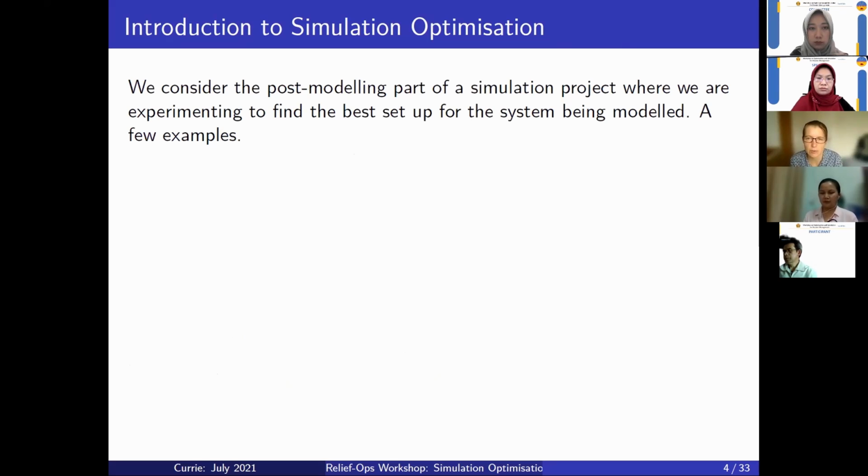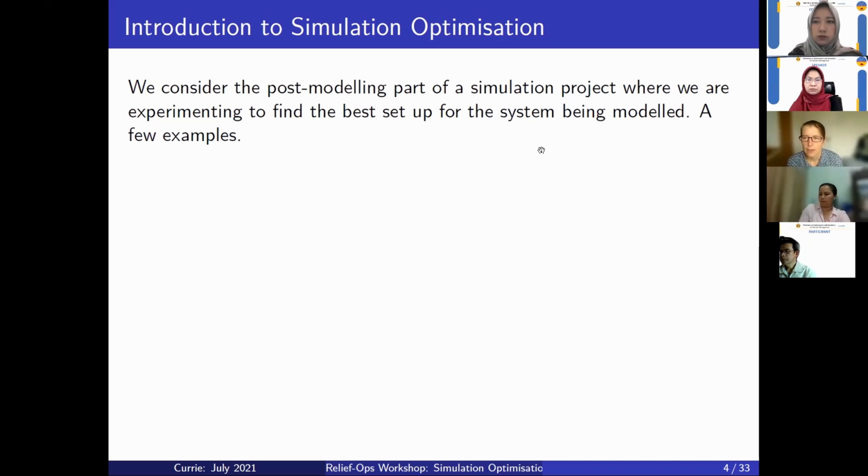Introducing then simulation optimization. Those of you who only saw simulation yesterday, it's a very fast journey to go through simulation yesterday and straight on to simulation optimization today. We are thinking about what makes the optimization difficult in simulation optimization.